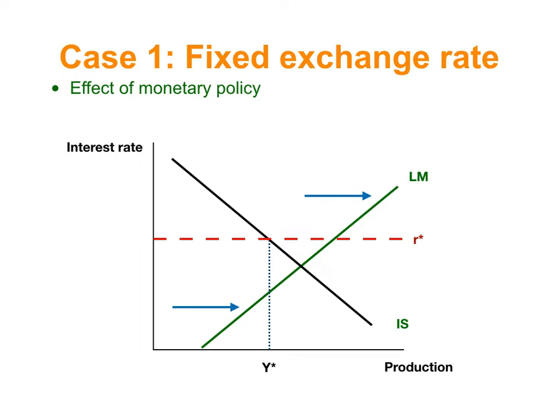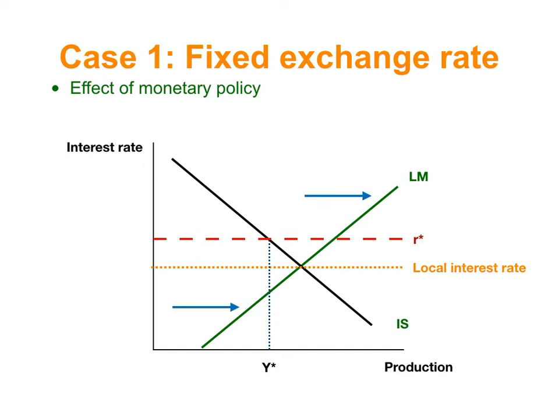Okay, so now let's look at the effect of monetary policy. Monetary policy here means an increase in the amount of money in the economy, which usually goes along with a reduction in the local interest rates. So when the local interest rates go down, as you can see in the diagram, they are below the international interest rate. So what's going to be the effect of that?